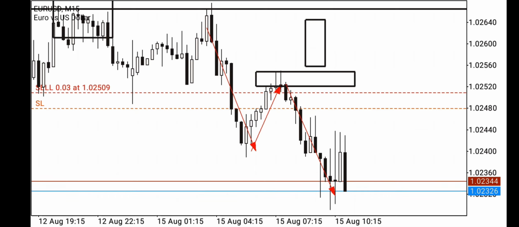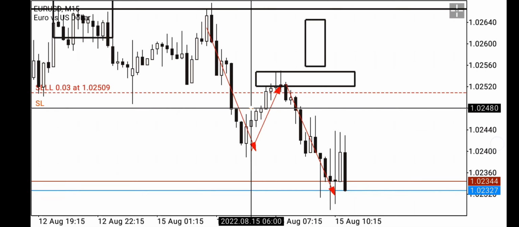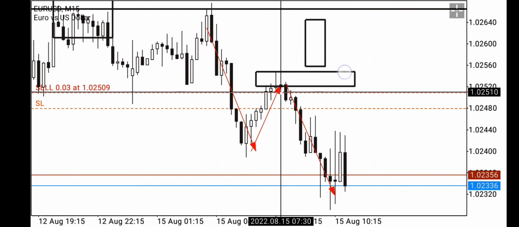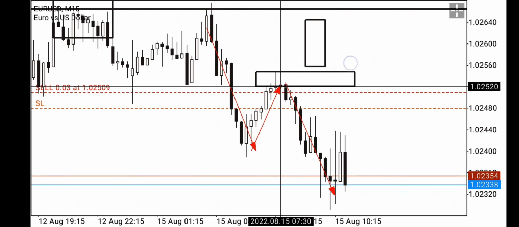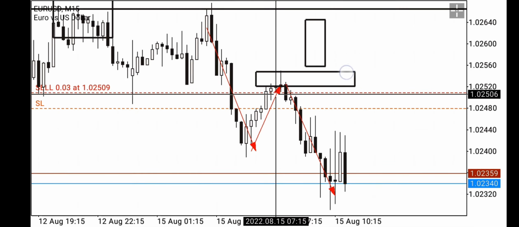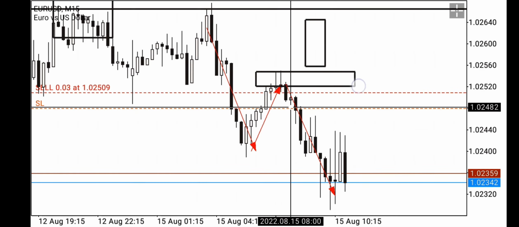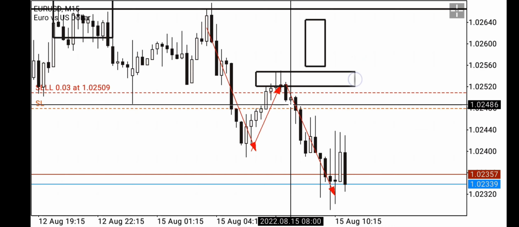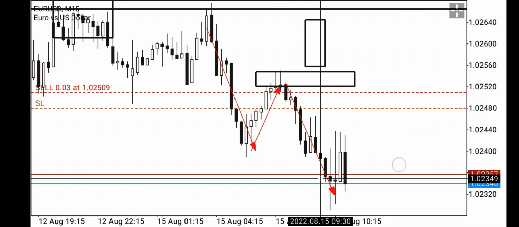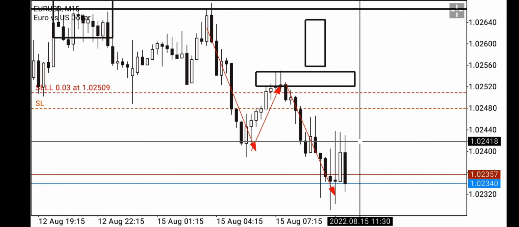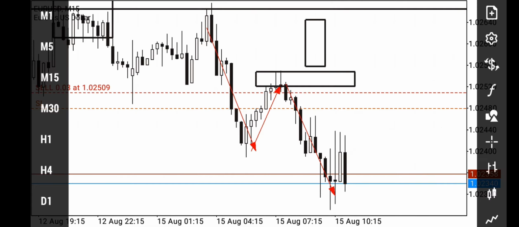So now, yeah, I was looking for these 2 weak rejections here, and as you can see, we had 2 weak rejections. And even if you didn't take a trade there, if you're more of a patient trader, you want to see that bearish momentum, then you could have easily taken a trade here. And this thing has been tanking all morning. So that is Euro USD. That was my thought process.